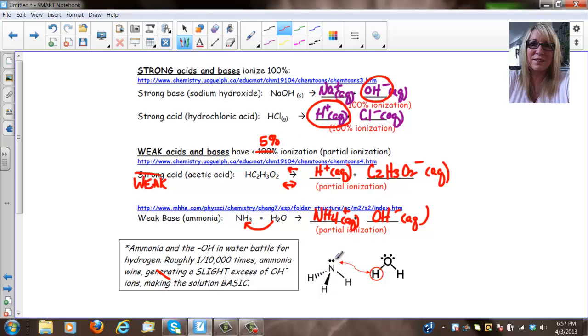NH3, it has this lone pair of electrons. They battle for the hydrogen. So this N wants the hydrogen and the oxygen wants to keep its hydrogen. Roughly 1/10,000th of the times ammonia wins, generating a slight excess of OH ions, making the solution basic.